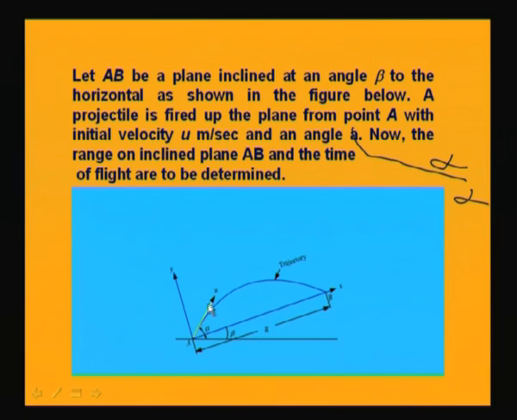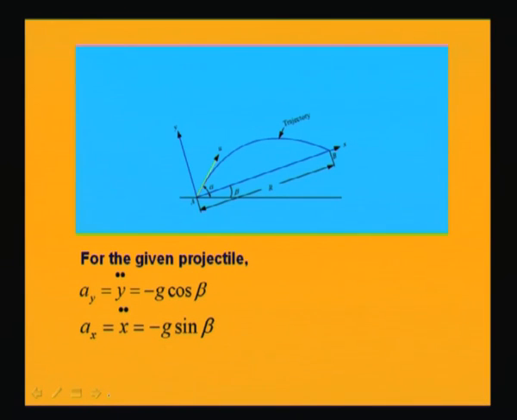Now, the range on the inclined plane AB and the time of flight are to be determined. Suppose I know the initial velocity u, that is the velocity of projection, then I know the projection angle alpha, the angle which it makes from the horizontal surface. I also know the inclination angle beta. My task is to find the time of flight and also the range AB.